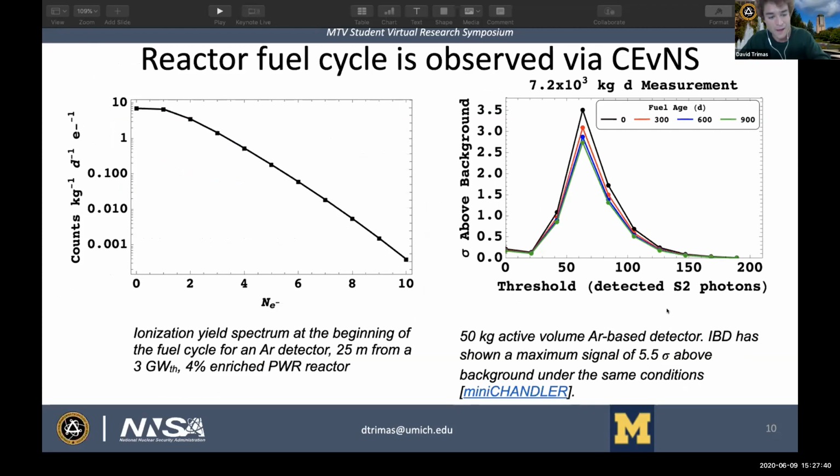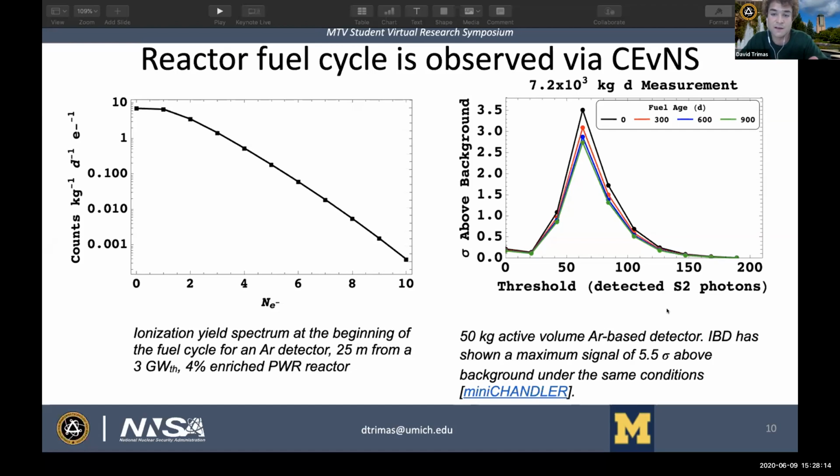Sorry about that. So on the left here, I show a representative ionization spectrum for reactor antineutrinos. And this is for a 3 gigawatt thermal, 4% enriched PWR detector. This is 25 meters from the reactor itself. And then more interestingly on the right, I show the amount above background of the detected signal for a 7,200 kilogram day measurement, which means I take the active mass of the detector and I multiply it by the number of days for the measurement.